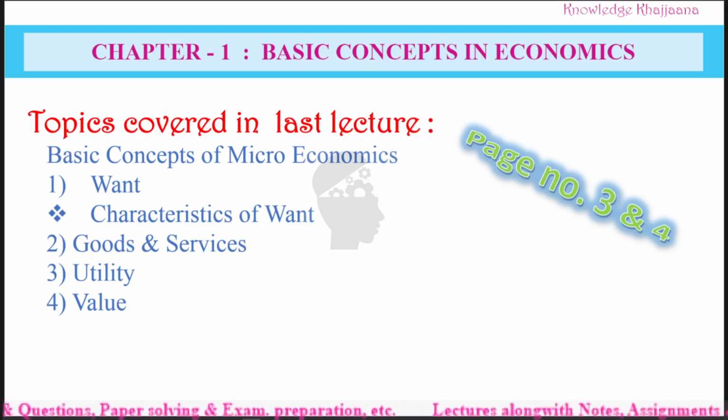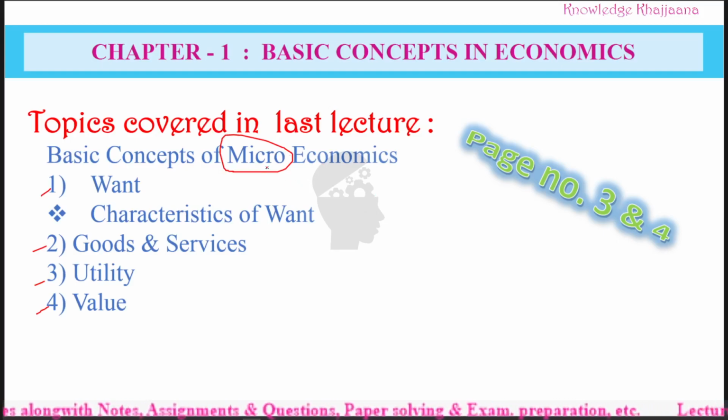What we had seen in our last lecture, which topics did we cover? We had started learning lesson number 1, Basic Concepts in Economics, and we had completed some basic concepts of microeconomics. Those are want, goods and services, utility and value. I will just take one small recap. We are learning economics in the view of microeconomics, means economics is learned in detail, because it is learnt in the view of a microscope.